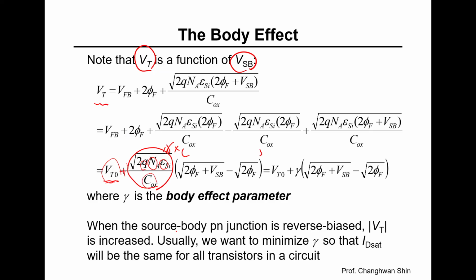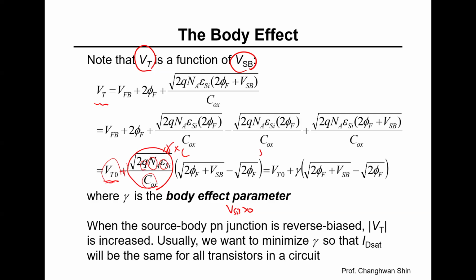When the source-body PN junction is reverse biased, I mean VSB is greater than 0, then the threshold voltage increases. This is like how increasing spring tension makes a door harder to push open. Physically, the reverse bias widens the depletion region under the channel, requiring a higher gate voltage to create the inversion layer. So for circuit designers, the body effect presents both challenges and opportunities.